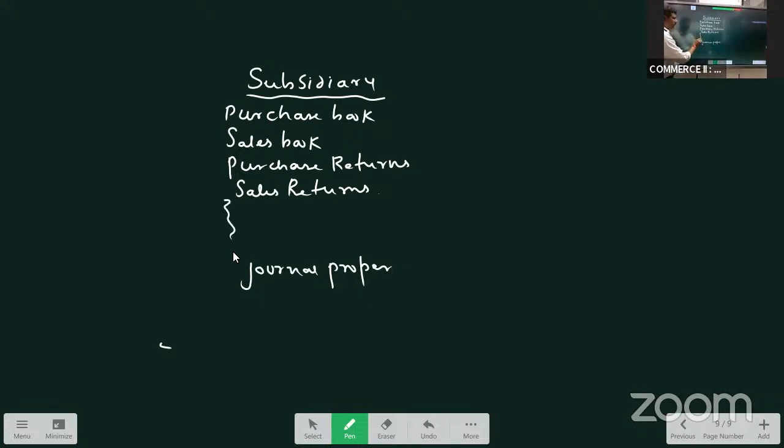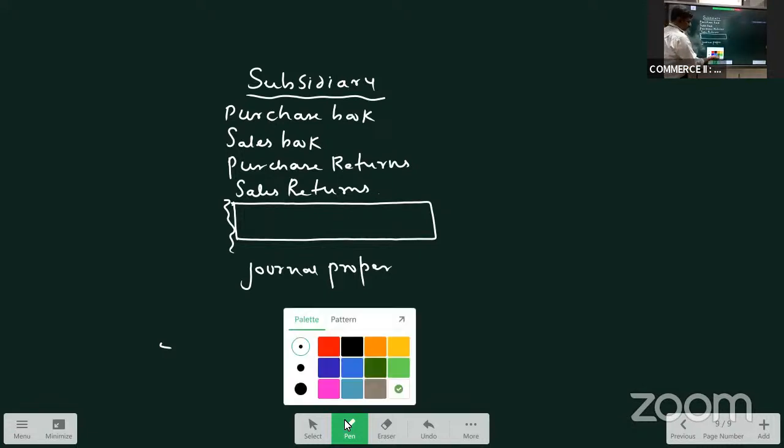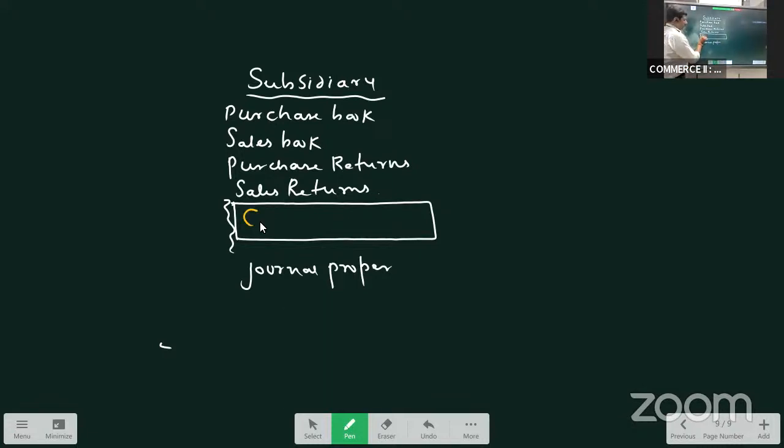We have a few more subsidiary books, out of which a very, very important subsidiary book we are going to discuss today. The one I am talking about is called a cash book. The name itself denotes it, no?